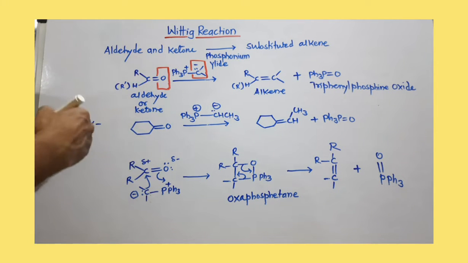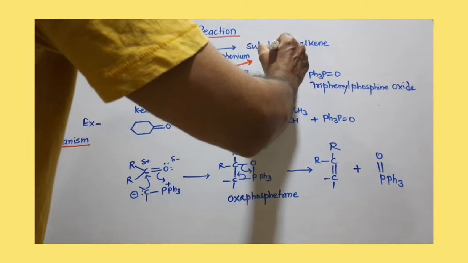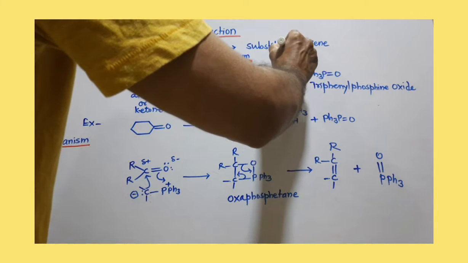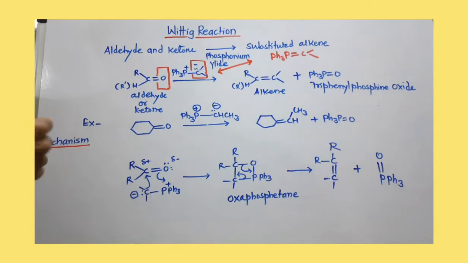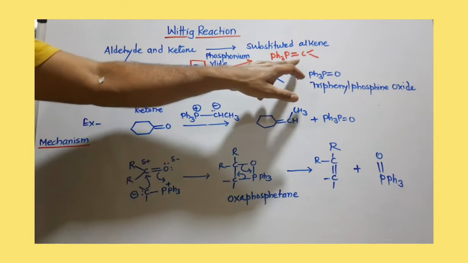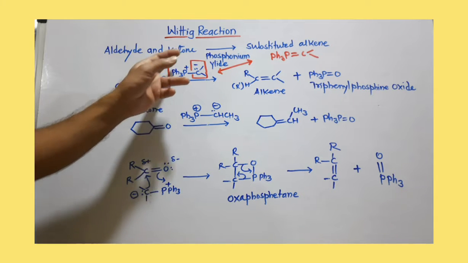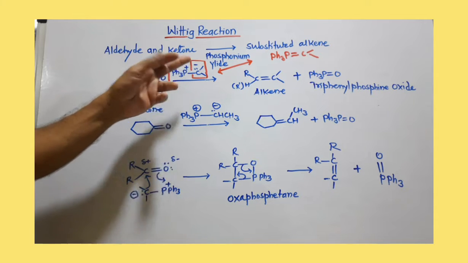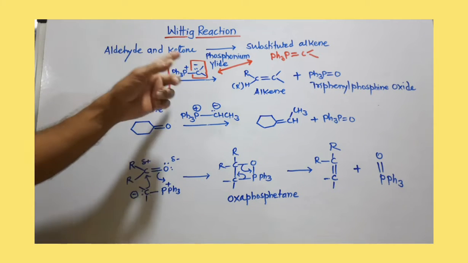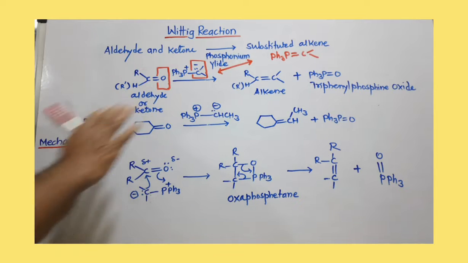You can even draw another resonating structure for this phosphorus ylide, and that structure is like this. So either you can show the phosphorus ylide by using this formula, or you can show it by using this formula, one and the same. But we need these two ions for the mechanism. That's why I have selected this form and not this one. So this is the phosphorus ylide. Now see what happens in general.